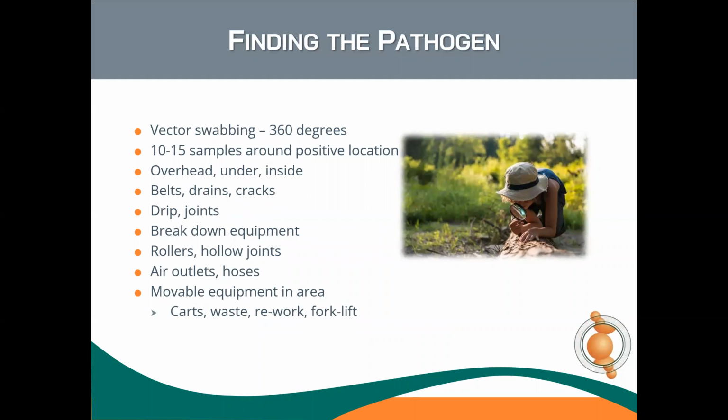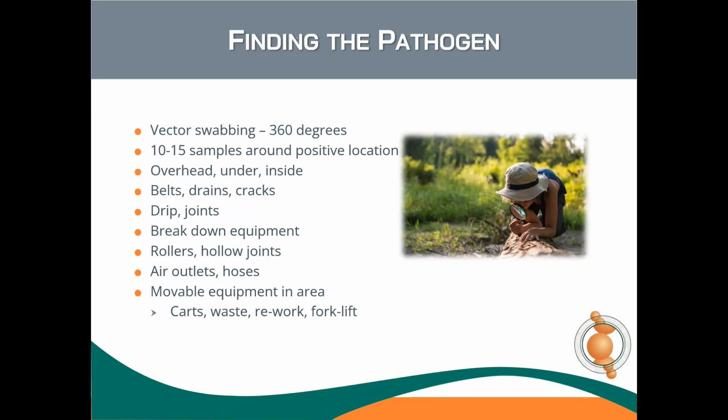When a positive is found, you need to do vector swabbing. And it is conducted in a starburst pattern, 360 degrees around that presumptive positive site that was sampled. If additional positives are found, the vector swabbing will be extended to determine the extent of contamination. So for example, if you get another positive 10 feet away, you should also vector around that other positive that was 10 feet away from your first one.